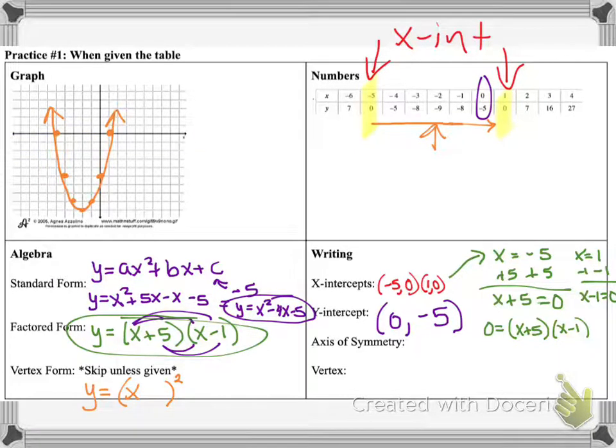I should see now that my turnaround point, that vertex there, is at (-2, -9). And by looking at my table, that does make sense that my y values are symmetrical as they go away from that x value of -2, which is that line of symmetry we're talking about. So let's plug that in. My vertex was (-2, -9), and my axis of symmetry is that x value I see in my vertex. And that's all we need on that example.